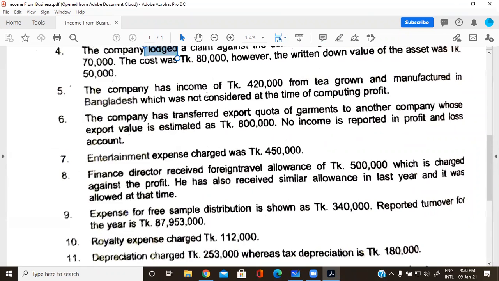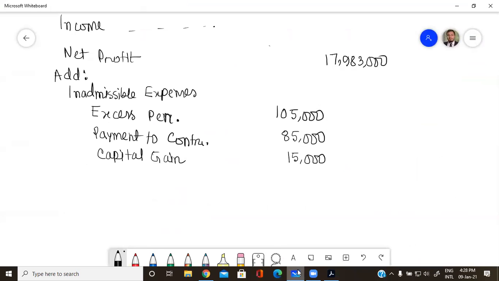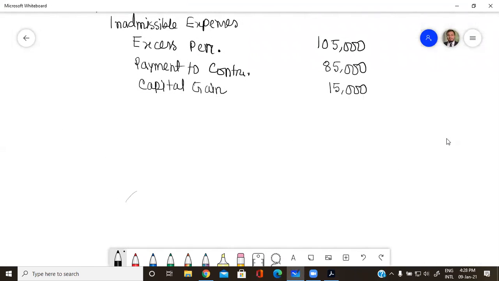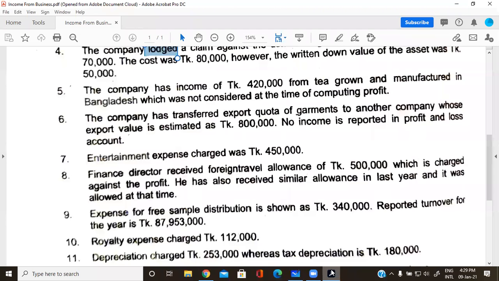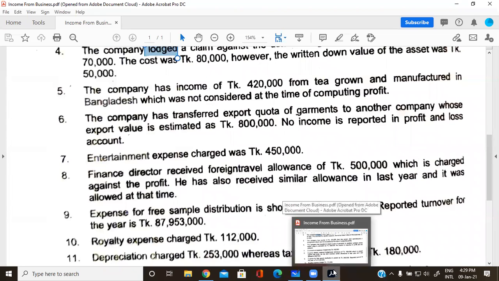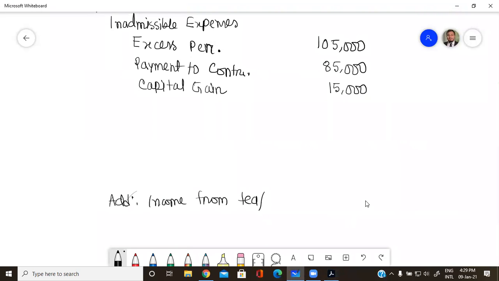Okay. Next. The company has income of taka 42,000 from tea grown and manufactured in Bangladesh, which was not considered at the time of computing profit. It has not been included anywhere. Now, how much of this will be included in the income from business? 40%. 60% will be in agriculture. So I'm writing it separately here because we need to add some income from tea garden. You can see rubber, you can see tobacco like this. 40% of which figure? 420,000. 40% of 420,000. How much? 168,000 maybe. 168,000.